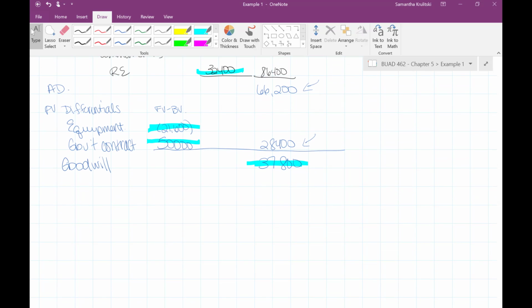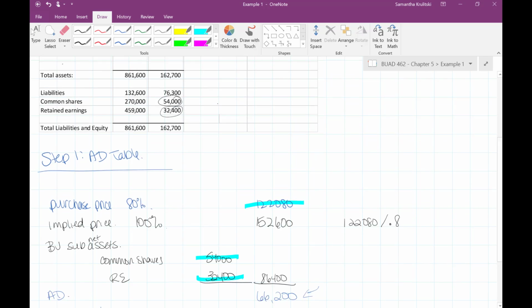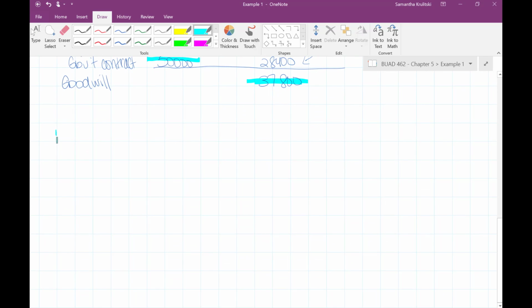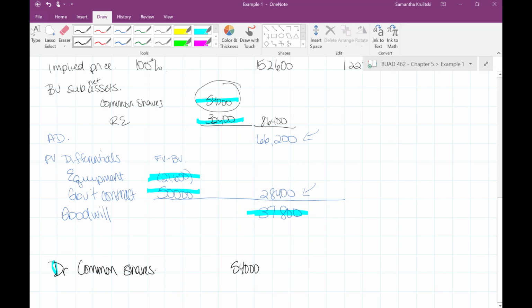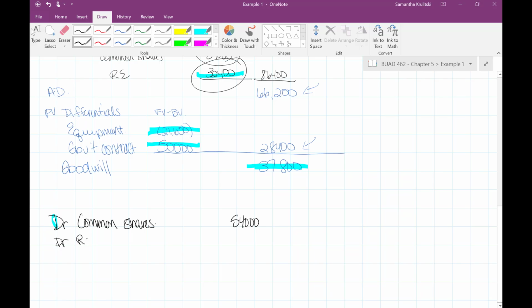So if we want to eliminate the common shares and the retained earnings, what do we need to do? We need to debit it. So we're going to go ahead and debit our common shares for $54,000. So right here we can see we're debiting the common shares for $54,000. We're going to debit our retained earnings. So again, we've highlighted in blue to make it stand out that this is an adjustment that we're going to need to make. So we're going to debit our retained earnings for $32,400.